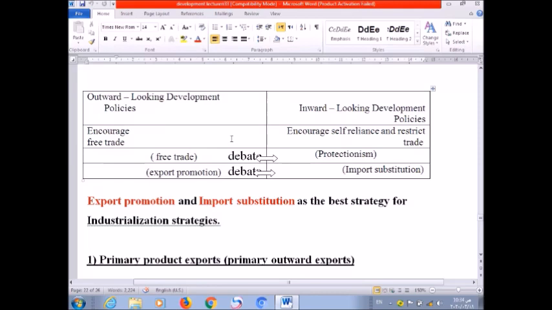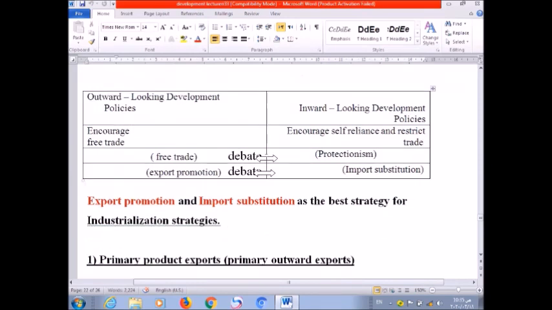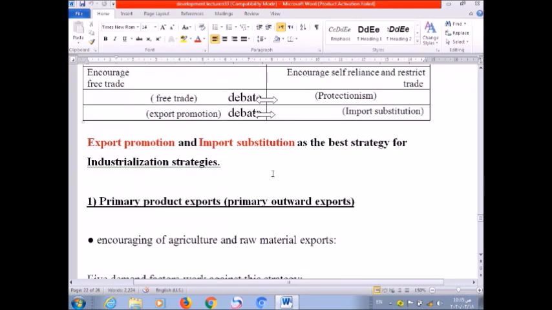Outward looking policies encourage free trade. Inward looking policies encourage protectionism. Outward looking policies encourage export promotion. Inward looking policies encourage import substitution. Import substitution and export promotion are the best strategies for industrialization.